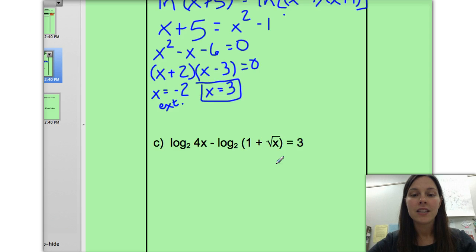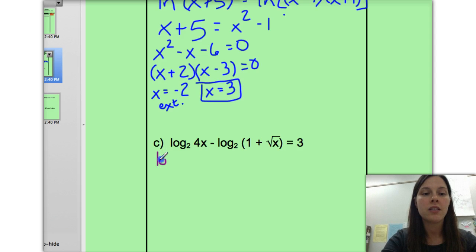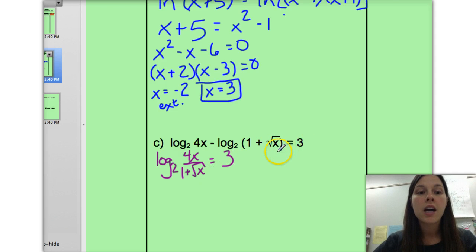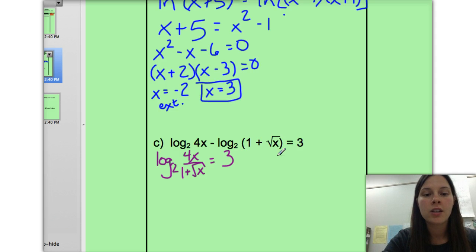Start by condensing the logs again. We've got subtraction of logs. So when we condense that to a single log, we have log base 2 of a division. Now what we're going to do is use the curly law to put this in exponential form, get rid of that log. So we have 4x over 1 plus the square root of x equals 2 to the third power, which is 8.